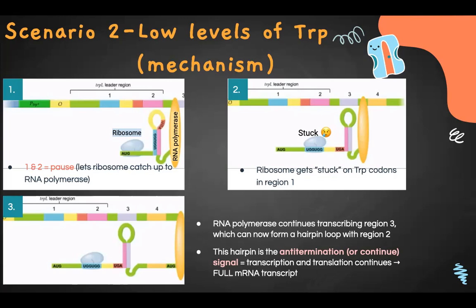And once 2 and 3 bind together, because 2 and 3 leads to continued transcription, that'll happen, while 3 can no longer bind to 4 because 3 is making a hairpin with 2. That's why transcription goes on. It can be a little confusing.